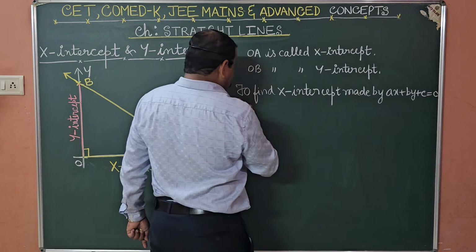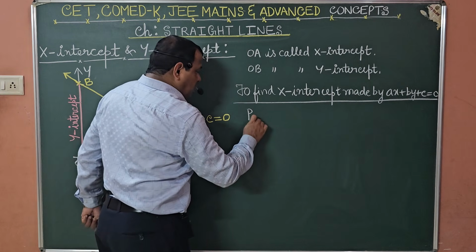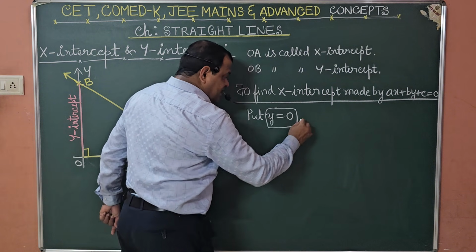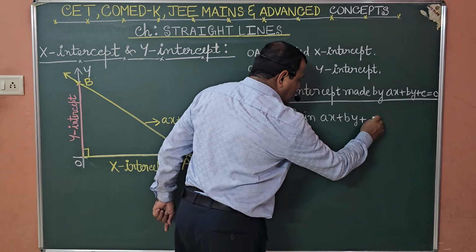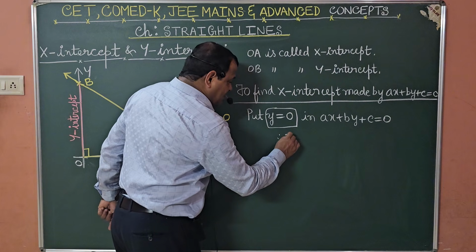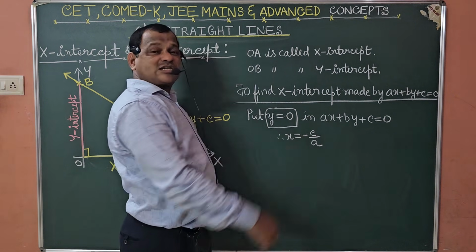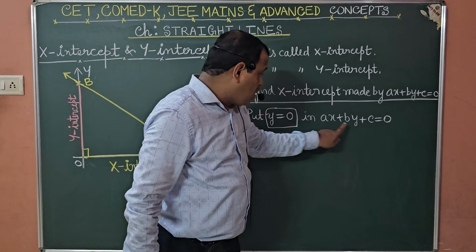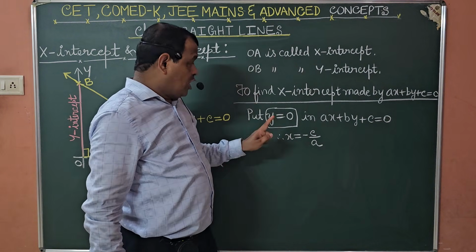So, my dear students, here is the short trick. To find the x-intercept made by a line, put y equal to 0. Always remember this. In our line, ax + by + c = 0, and calculate for x. Isn't it, we get x equal to minus c by a, and this is called the x-intercept, because see, y is 0, ax + c = 0, x equal to, transpose c, minus c by a. So a should not be 0.